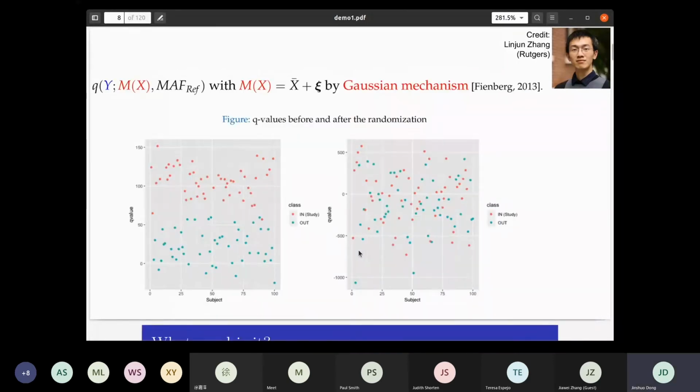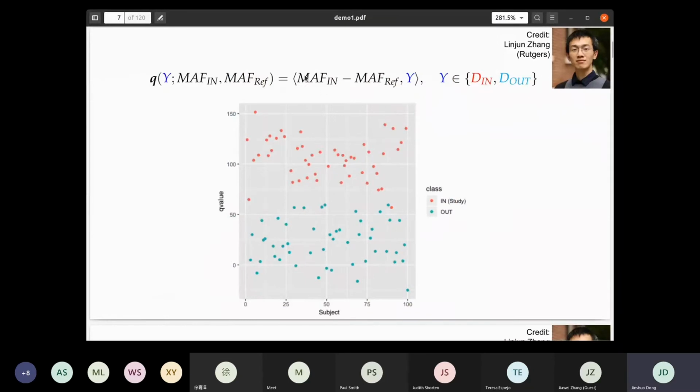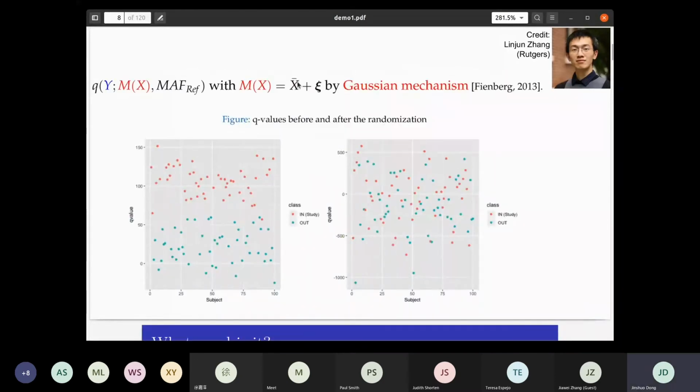Well, the rescue, the solution will be: you don't release this exact sample mean. You add some noise to it. You perturb it by a little. That is, you compute the mean and add some Gaussian noise. We will see that this is called the Gaussian mechanism. This was not invented by Stephen Fienberg, but he is the one who introduced this into genetic studies to protect privacy.